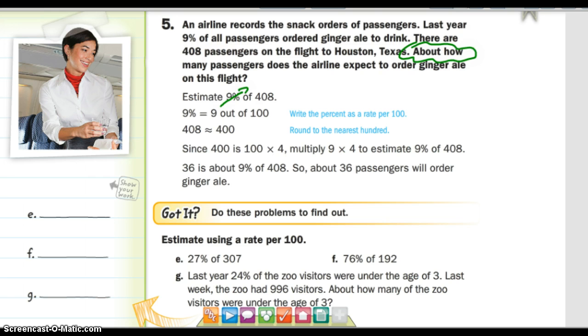Well, I'm going to change that 9% right off the bat to 10%, and I'm going to change that to 400. Then I'm going to cross out 2 zeros, which I would mentally do in my head, and then say 1 times 40 is 40. So I know that approximately 40 people would order ginger ale. Now again, they came up with 36 because they used 9. I used 10 because I want to do these in my head. I recommend you do powers of 10 so that you can do these quickly in your head.